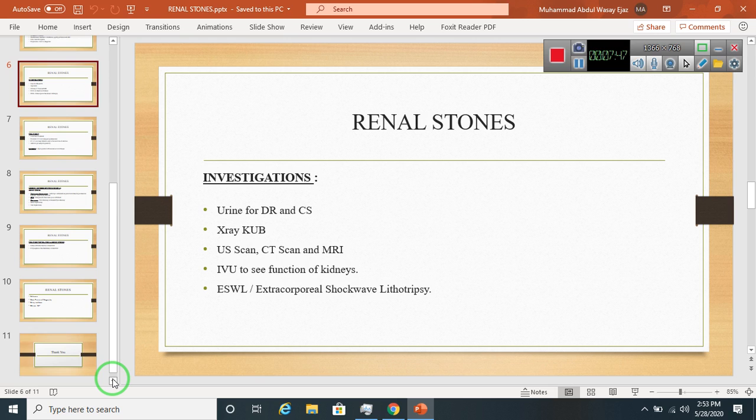Then intravenous urogram, to see those stones which are not shown in the X-ray KUB. Secondly, to see the function of the kidneys, whether the kidneys are functioning or not. It is very necessary to know the function of the kidneys before going to surgery. Extracorporeal shockwave lithotripsy, again this uses ultrasound, and it is an investigation as well as a treatment.